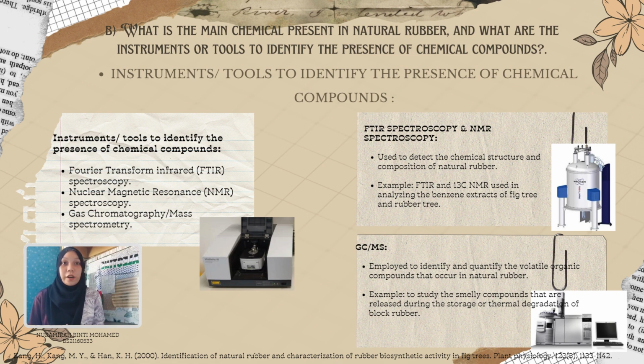For example, FTIR and 13C NMR are used in analyzing the benzene extract of figure 2 and rubber 3. GCMS is employed to identify and quantify the volatile organic compounds occurring in natural rubber. For example, to study the smelly compounds that are released during the storage or thermal degradation of the block rubber.